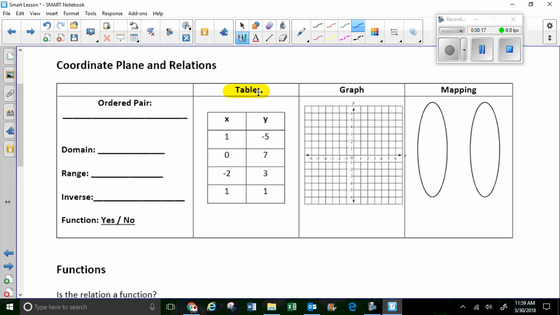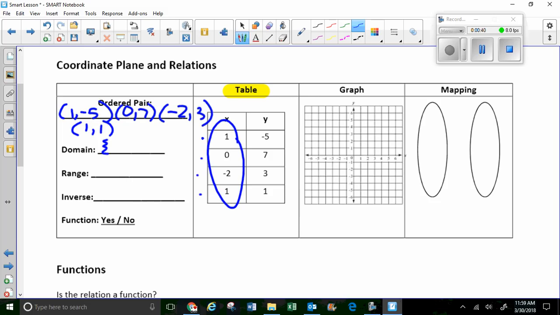So our ordered pairs are going to be 1, -5, our first ordered pair, and then 0, 7, next ordered pair, -2, 3, and 1, 1. Remember, for the domain, we need to list our smallest x value first. So I'm pulling the values from here. The smallest one, it looks like, is -2, and then 0, and then 1. Even though 1 repeats, we do not write it twice in our domain.